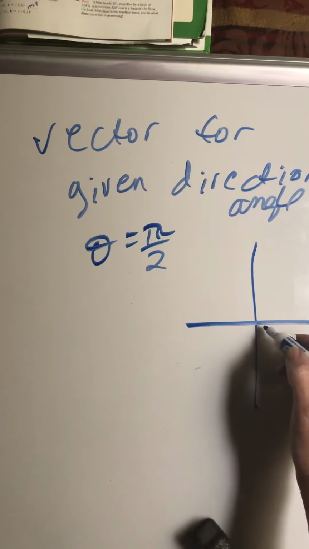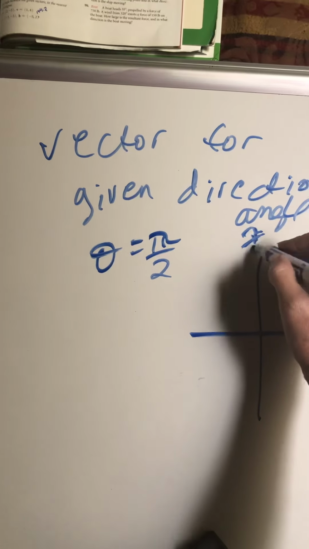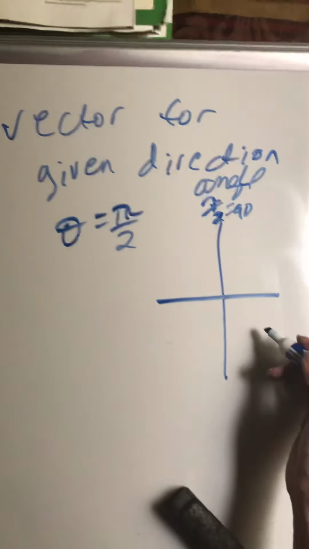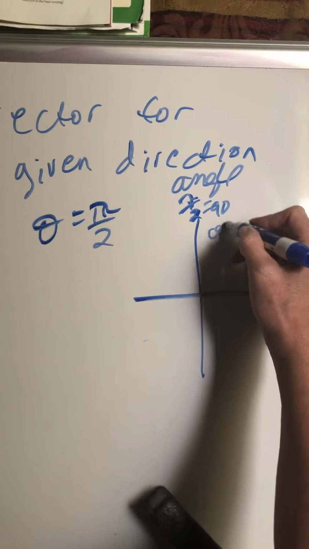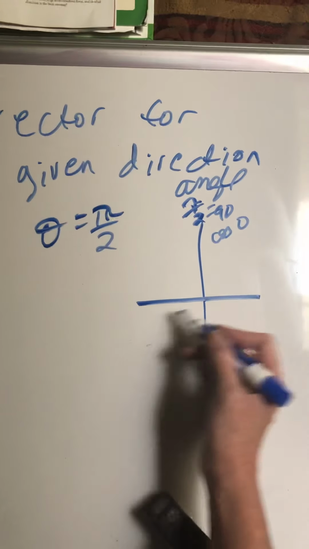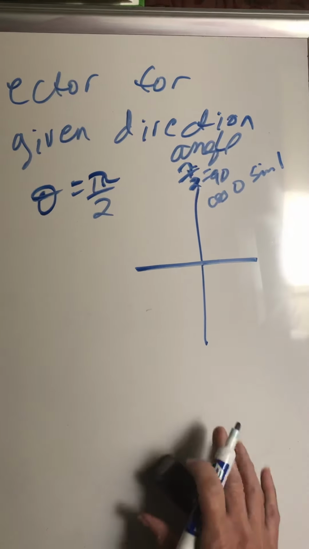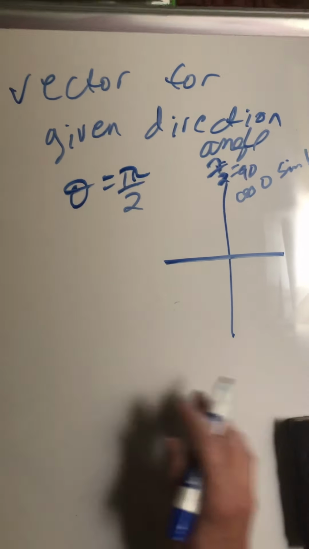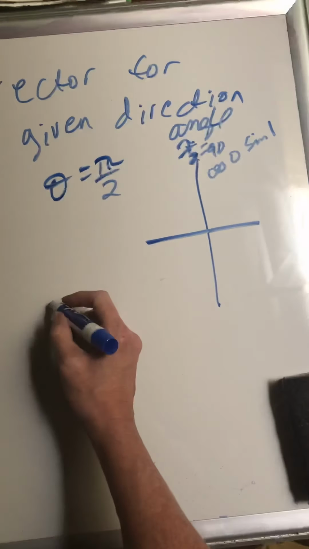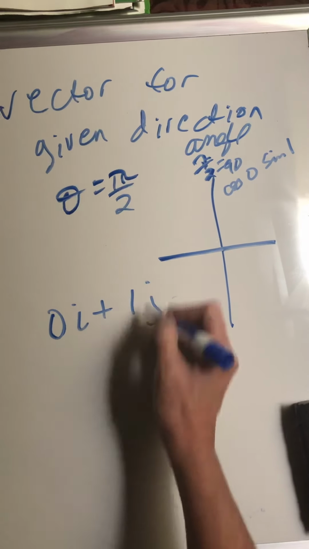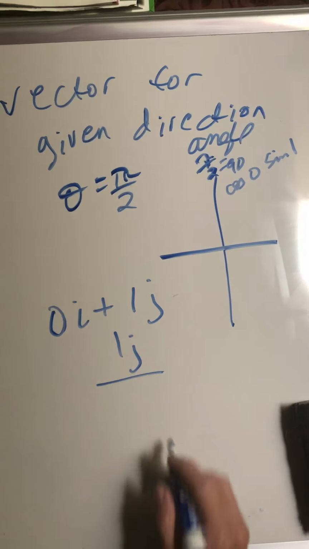So pi over 2, guys, is straight up. Pi over 2 is 90 degrees, so it's straight up. So its cosine is 0 because it doesn't go left or right any, and its sine is 1. Okay? So if I wanted the vector form, I want it in a linear combination. So it would be 0i plus 1j, so it would just wind up being 1j.